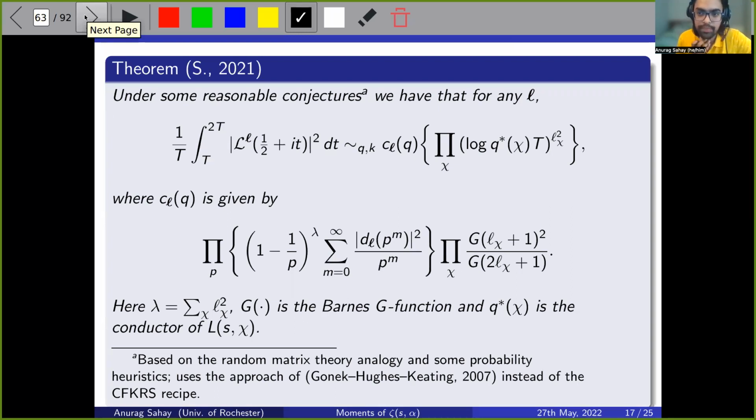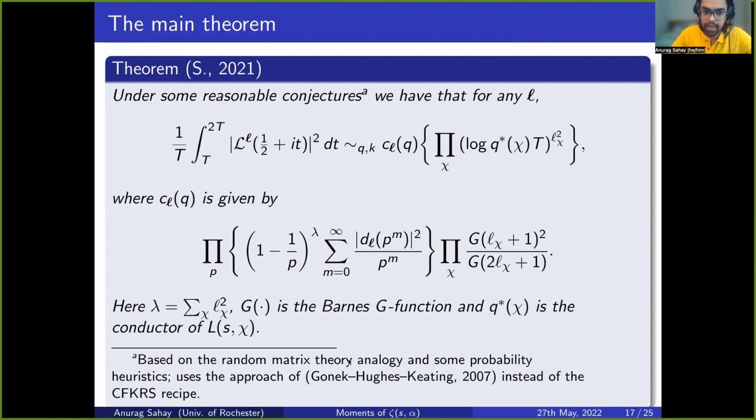The only thing worth talking about is what's different from the two things I described before, right? What's different is that Heap uses the CFKRS recipe paper. He modifies their recipe and comes up with the same conjecture. What I did instead was use a technique of Gonek, Hughes and Keating known as a hybrid Euler-Hadamard product. And under some reasonable conjectures, that technique gives you the same moment, gives you the same conjecture.